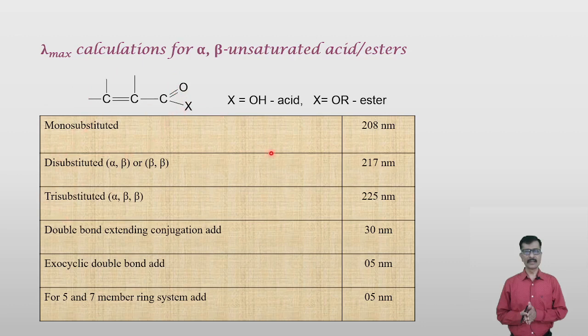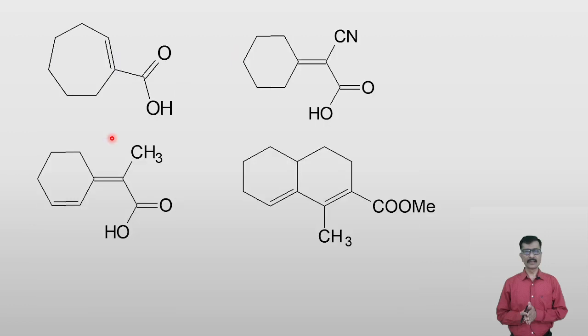In addition to this, if there is any double bond extending conjugation like earlier discussions, add 30. If exocyclic double bond, add 5. And if at all there is a 5 or 7-member ring system, add 5. This is how the lambda max could be calculated. Let's see the application of this.